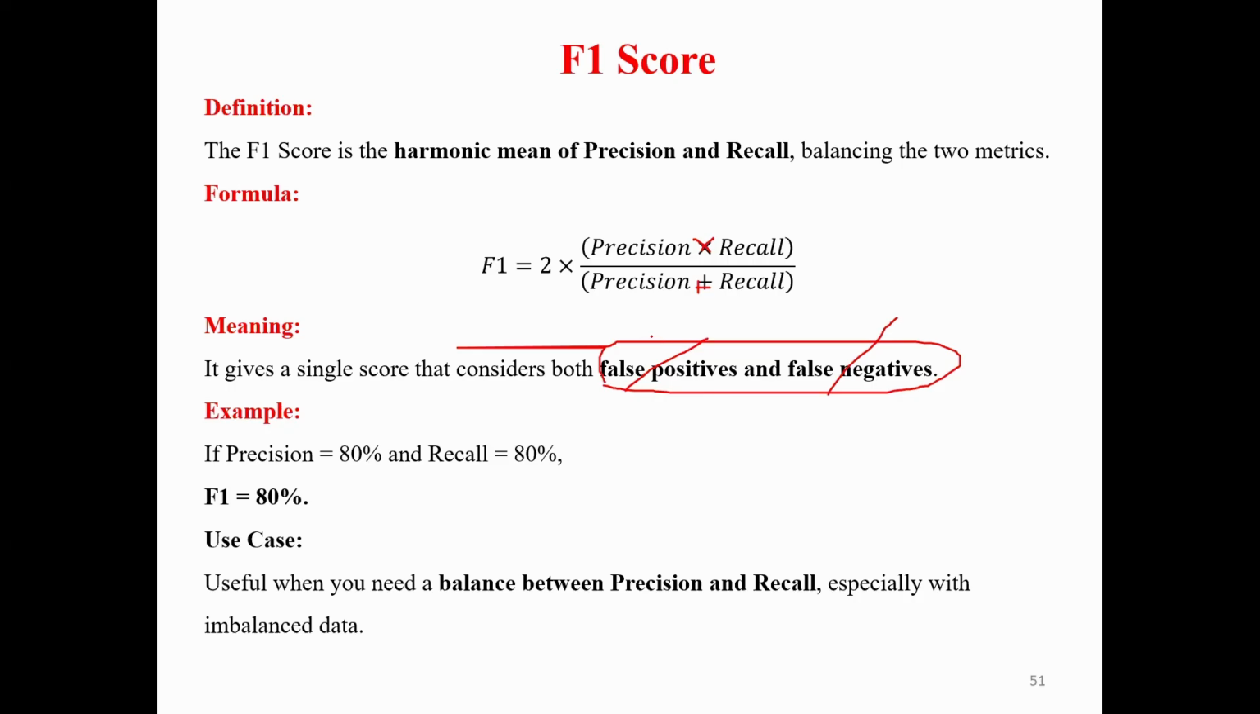But the problem is the false negative: a person actually has cancer, but the model predicts not cancer, right? So that case is a problem. And a person does not have cancer, but your model predicts cancer. So that's why you avoid the false positive and the false negative.